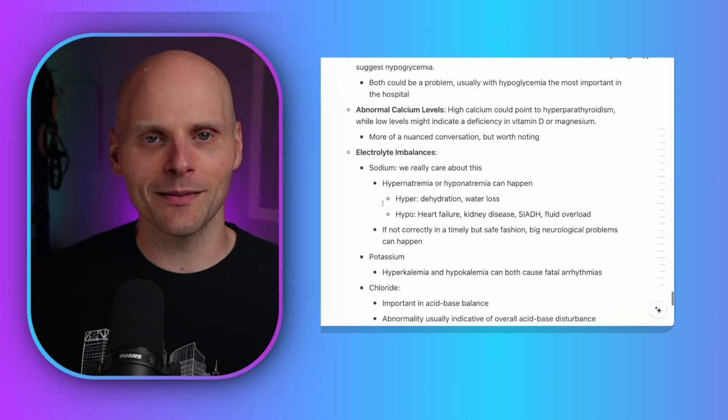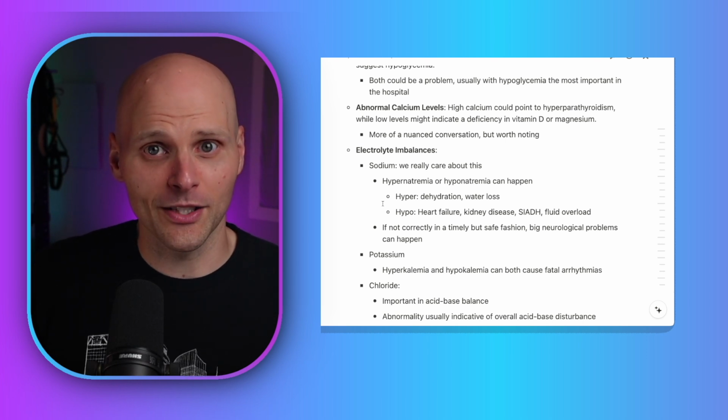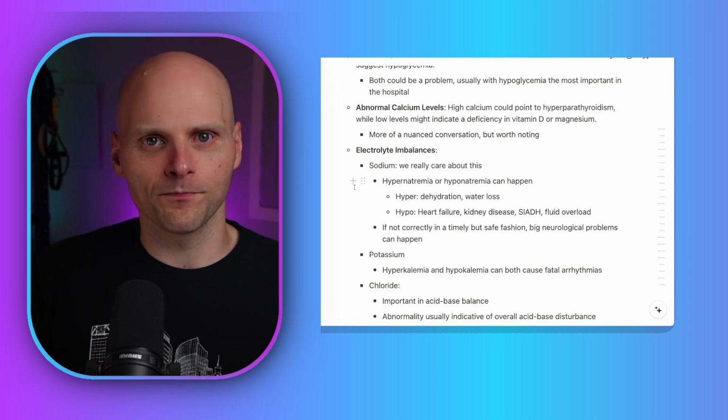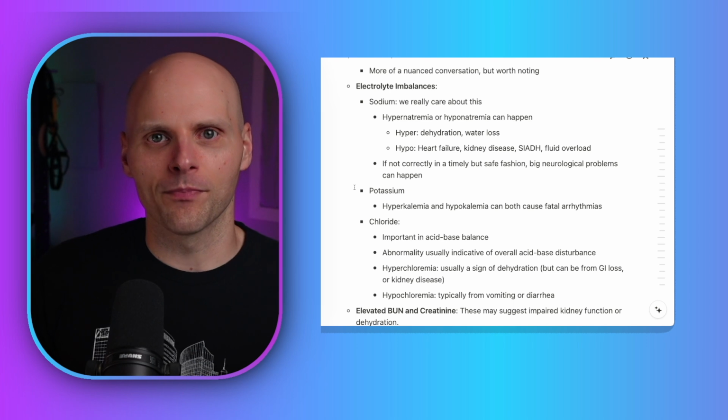Next, moving on to potassium. Potassium, we can have hyperkalemia, hypokalemia, and both of these can lead to fatal arrhythmia. So we care a lot about potassium when we're talking about the heart. Chloride, like we mentioned before, is important in acid-base balance.